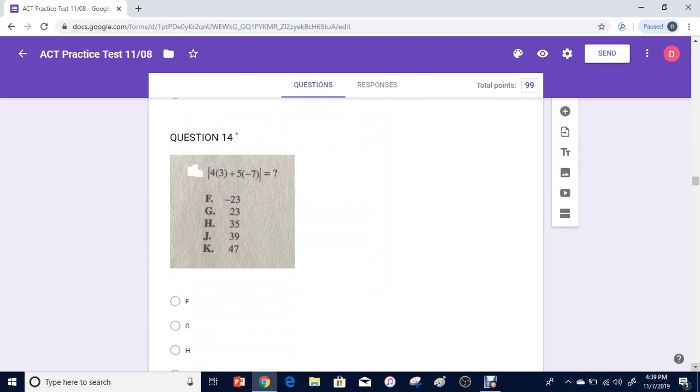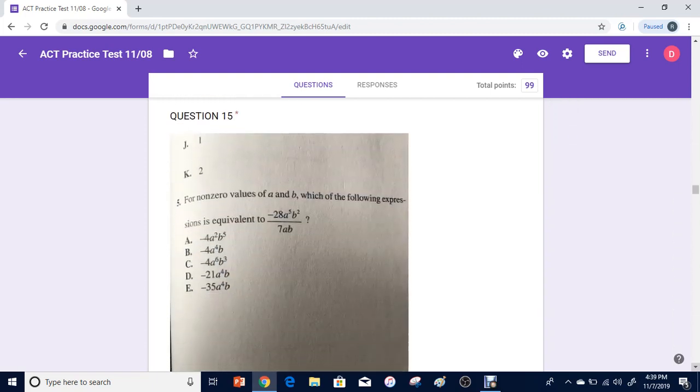Use your calculator, math, go over to number, very first one, ABS. All right. You divide your numbers here, subtract your exponents. Okay, so that's going to be a to the fourth and b.